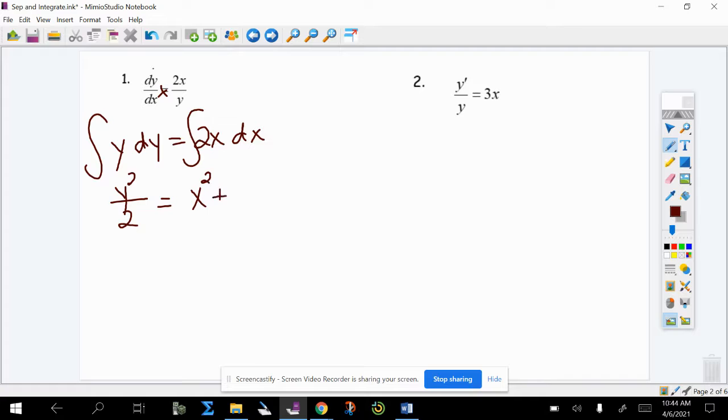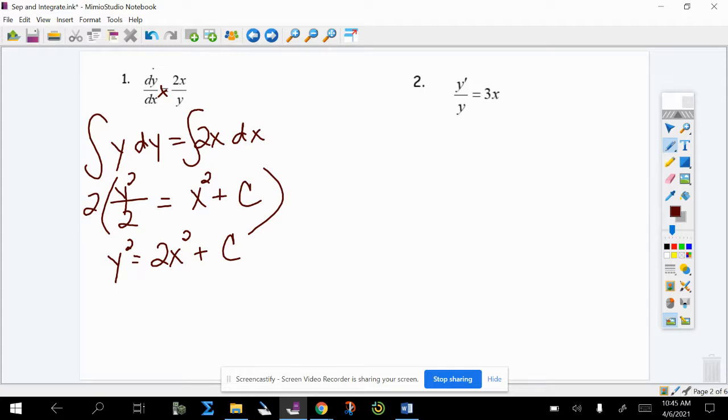You only have to put the plus C once because putting a constant on both sides is, again, just creating a single constant. If the directions ask you to get y by itself, you may see more work done. So for this one, you can multiply everything by 2 to get rid of that 2 in the bottom. So we'd have y squared equals 2x squared plus C. We don't have to write 2C. When you multiply a constant by 2, it's still a constant.